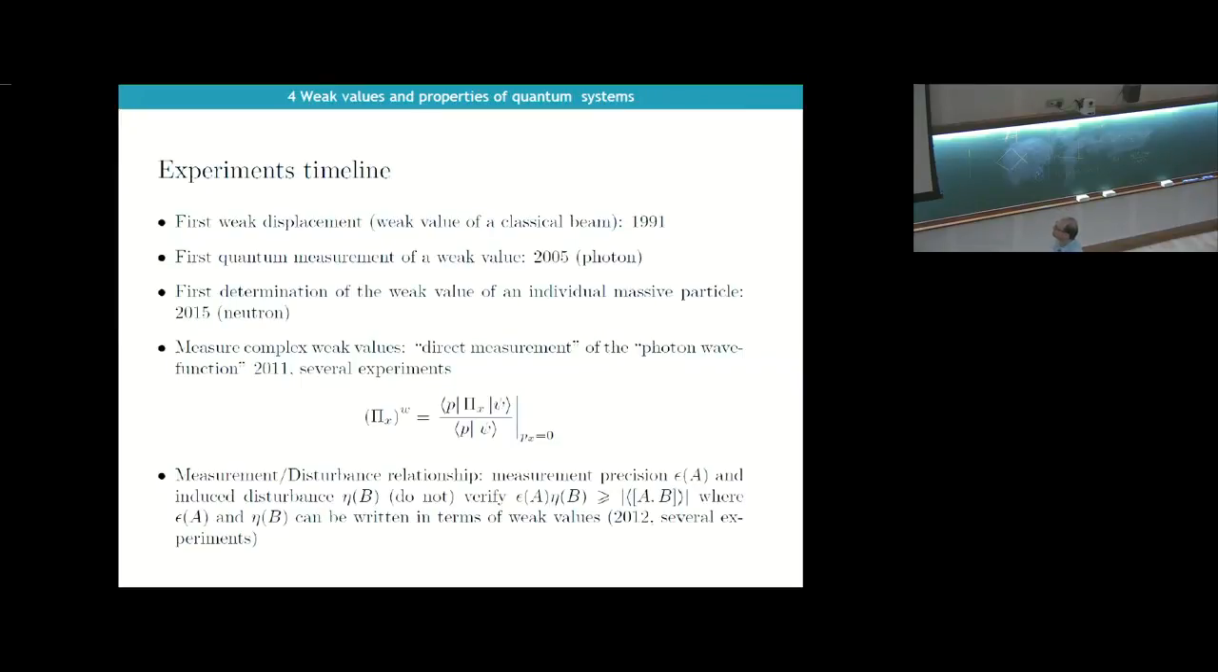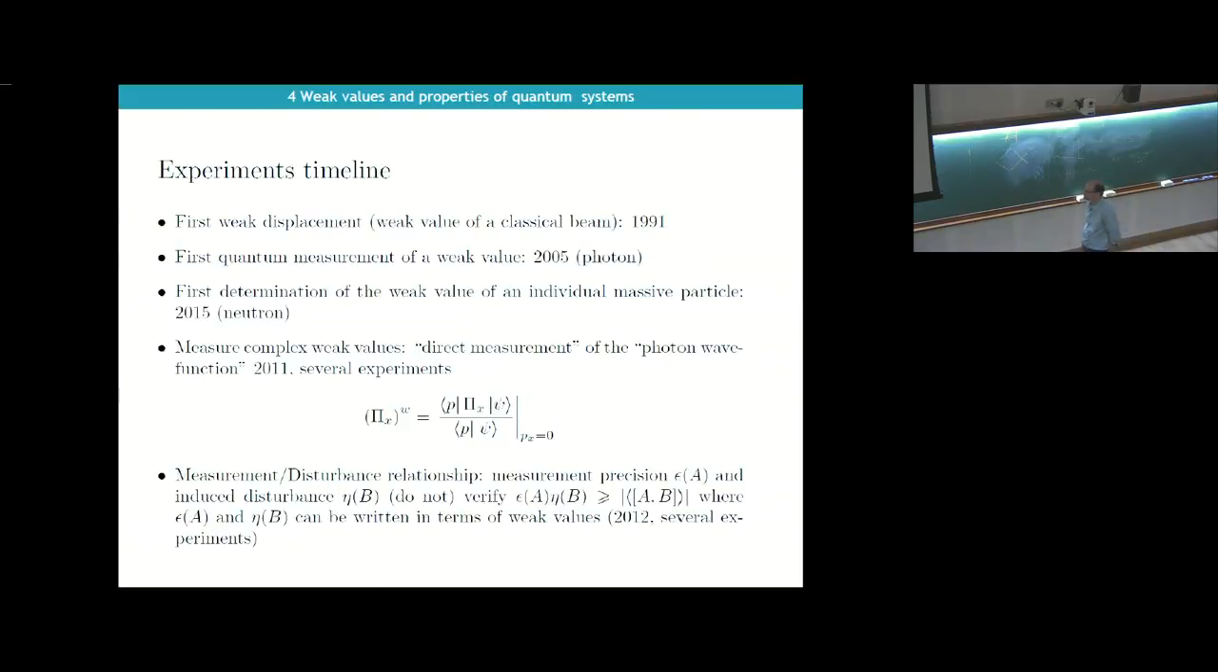Another application is when you can measure a complex weak value, which was the direct measurement of the photon wave function. Again, you have several experiments. The idea is to measure this weak value. So you make a weak position measurement followed by a post-selection on the momentum, which is quite the opposite of this. And if you just compute this, you will have a term which is proportional to the wave function. Just as we saw, we could measure here the current density, the position, and the momentum. This you can apply to any pairs of non-commuting operators.